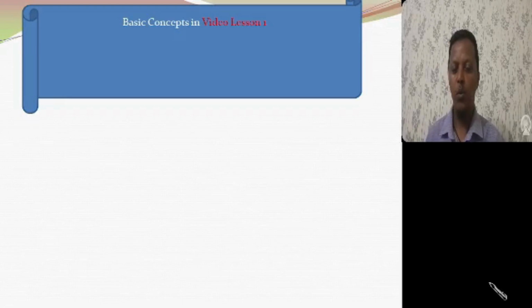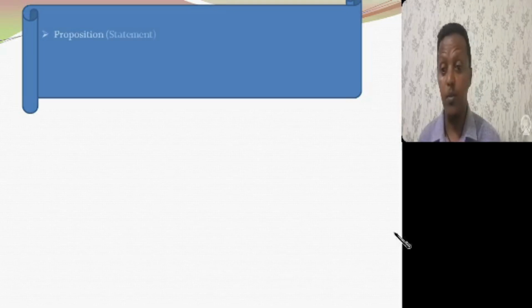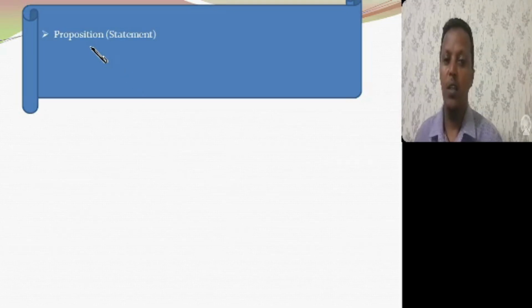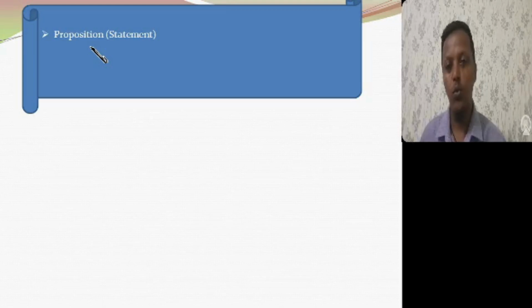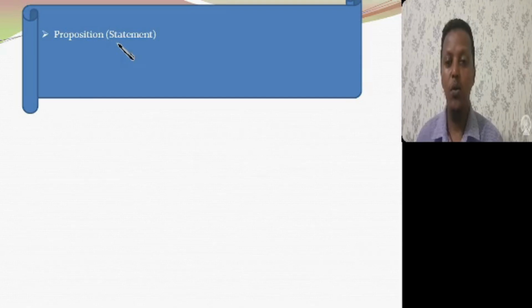The first point we have seen in lesson 1 is the definition of a proposition or a statement. Remember, any sentence which can be said true or false but not both at the same time, we call it what? Proposition or statement. And to represent propositions, we use small letters. The usual letters are what? P, Q, R, S.